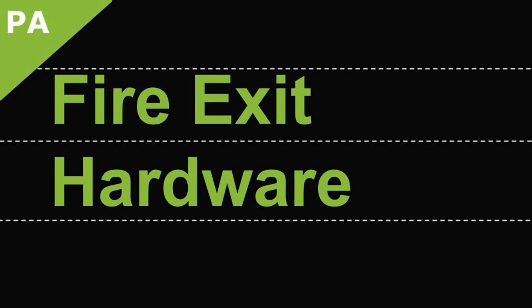Fire exit hardware. Fire exit hardware is panic hardware typically listed for use on fire door assemblies. These requirements are located in Chapter 7, Fire and Smoke Protection Features, Section 716.2.6, Hardware and Closers.